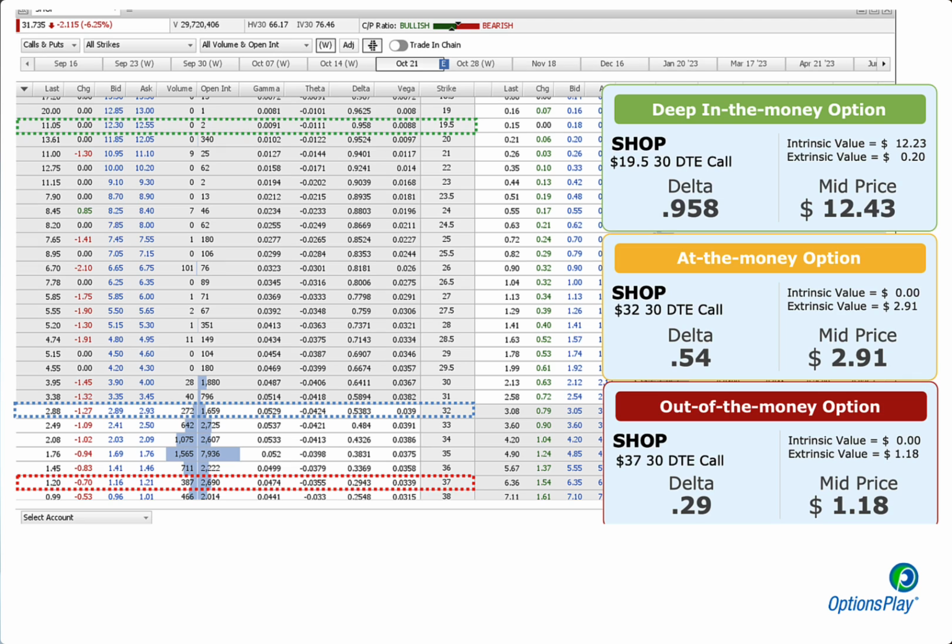And then of course, the farther out of the money we go on the call side, the smaller the deltas are because we have a long way of movement until we're at our destination. And at-the-money options, so where the strike price is relatively close to the market price or near the money, those tend to have a 0.5 delta.